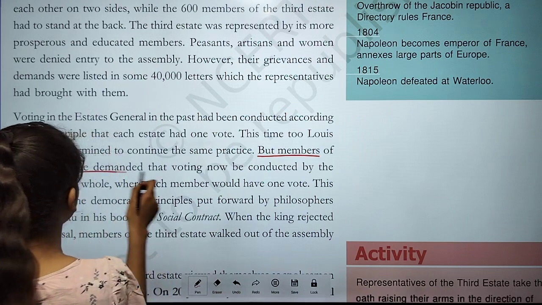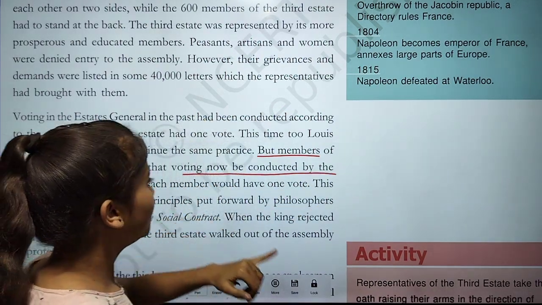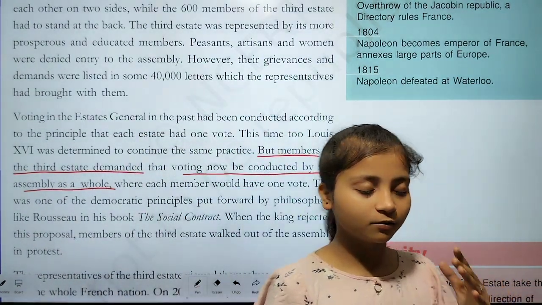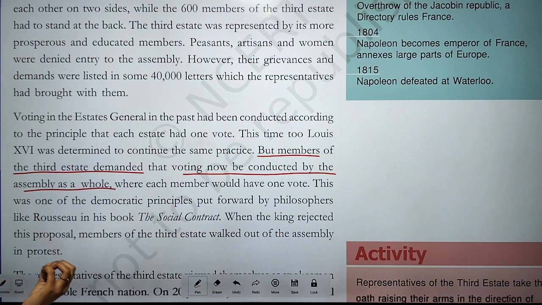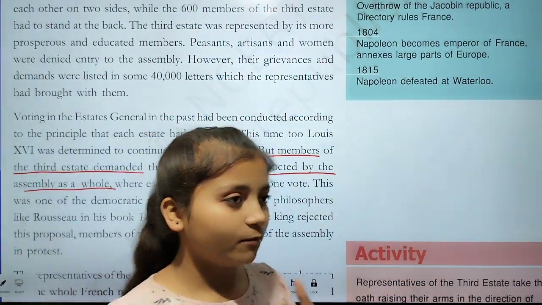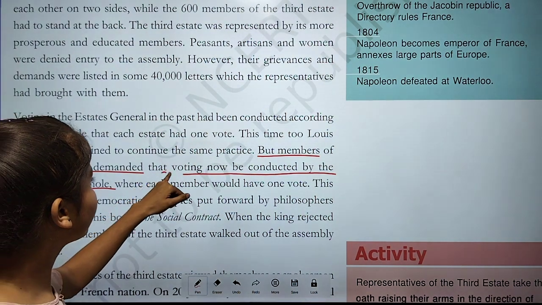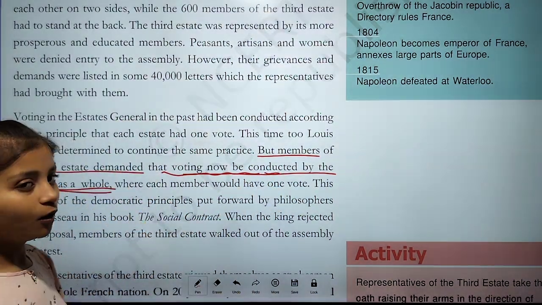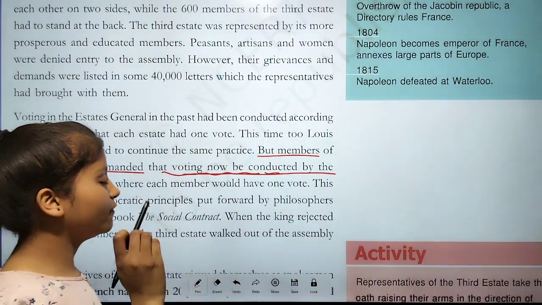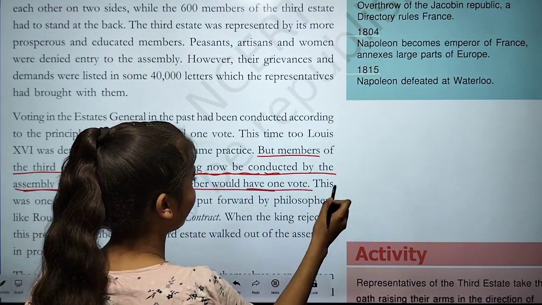But the members of the third estate demanded that the voting now be conducted by the assembly as a whole. It means the third estate demanded that this practice not continue in this assembly. Every person should have one vote, where each member would have one vote.